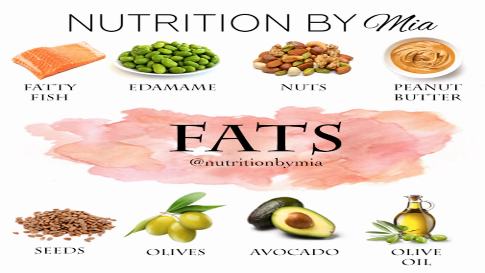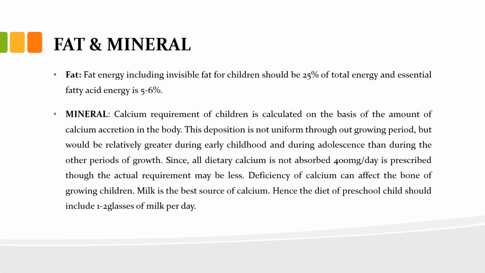Now moving ahead with fats, another nutrient. Fat we mainly find in seeds, olives, avocado, olive oil, peanut butter, nuts, edamame, and fatty fishes. So from all these things you will get an ample amount of fats. So let's start with fats and minerals. Fat energy, including invisible fat for children, should be 25% of total energy, and essential fatty acids energy is 5 to 6%.